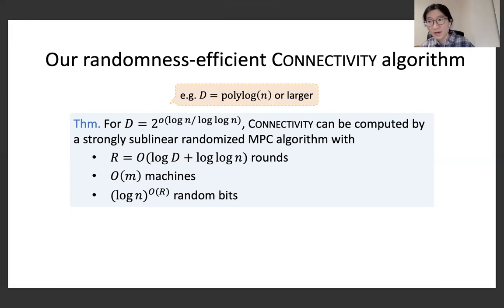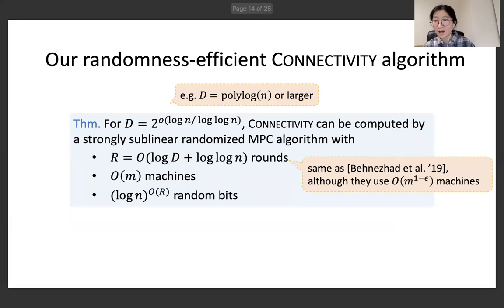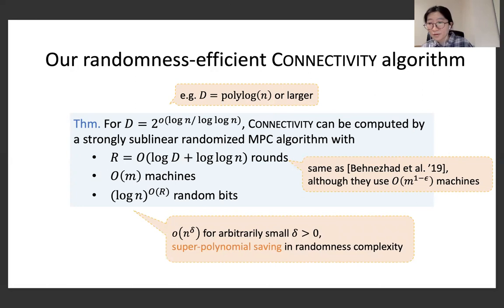Here, in terms of the range of d for which our algorithm is applicable, we can think of d as being roughly polylog n or even larger, but not as large as n to the delta for some constant delta. Our algorithm has the same round complexity as that of Behnezad et al., although we use more machines. And finally, the randomness complexity of our algorithm is little o of n to the delta for any arbitrarily small constant delta, which achieves a super polynomial saving.